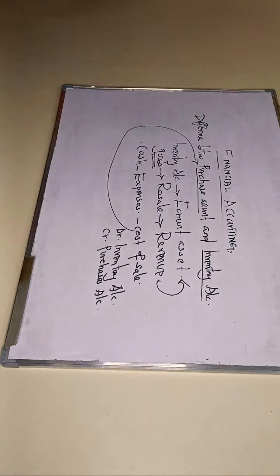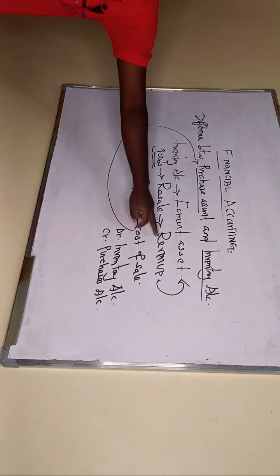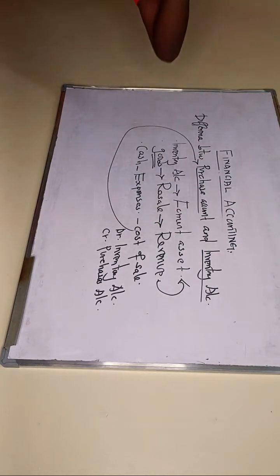Then sales is an income account. Yes, sales is an income account. So the revenue, we call it revenue. Cost of sales, revenue, cost of sales. So this one is an income account, and when we say income account, an increase in income, you credit.